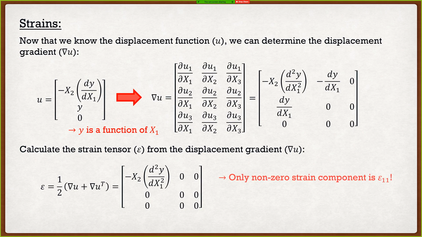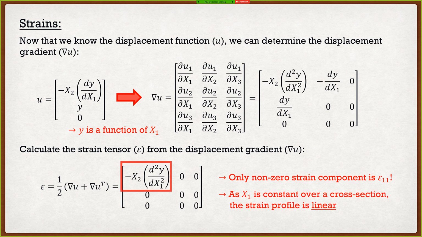Basically, my only non-zero strain component for these Euler-Bernoulli beams is going to be the strain component epsilon 1,1. Now, if we look at this one too, we can see that as x1 is constant over a cross-section, the profile is actually going to be linear. We have a nice linear strain profile. And if you guys have ever taken steel design or concrete design, anything like that, that linear cross-sectional strain profile is where all of our equations basically come from.